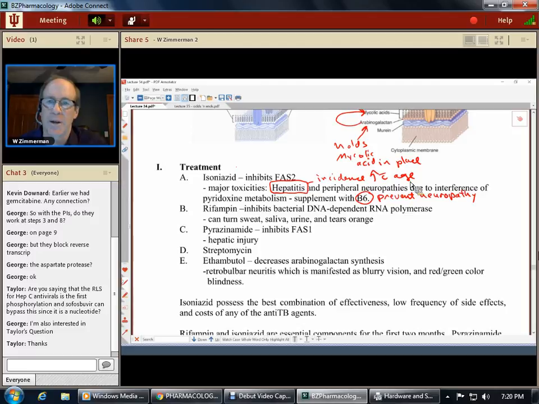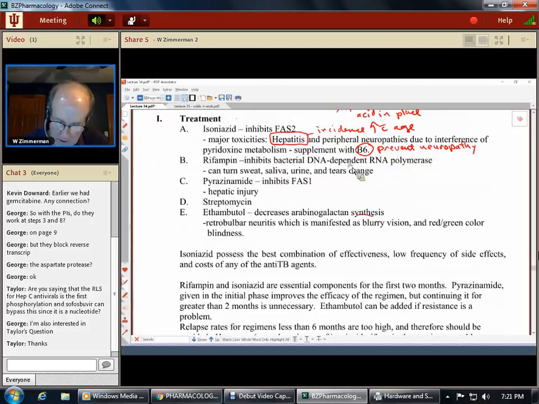Rifampin inhibits bacterial DNA-dependent RNA polymerase. One of the neat things about it is it can turn things orange. Your secretions are orange, kind of pretty, kind of strange. Pyrazinamide causes some hepatic injury. Streptomycin, this is an aminoglycoside.